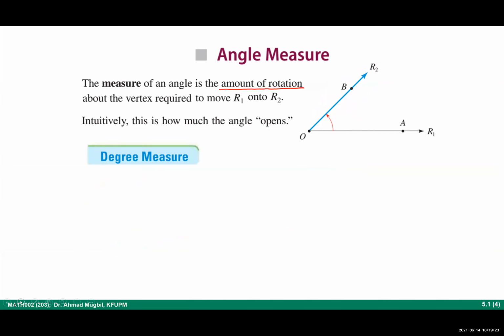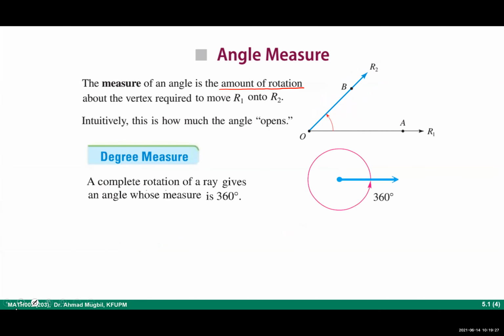The first one is the degree measure. What is the degree measure? In fact, I think Greek people invented this kind of measure. So a complete rotation of a ray, if a ray makes a complete full rotation until it goes back to its initial place, gives a measure of 360 degrees. Why 360, ya shabab? No one knows indeed.